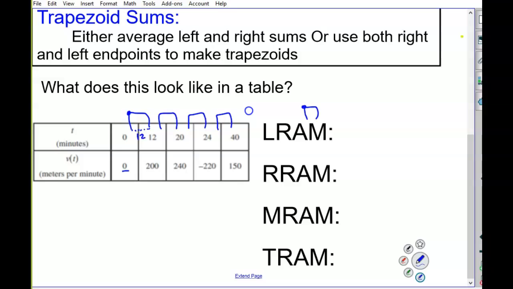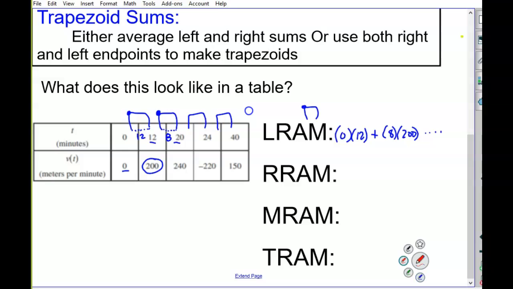So the area of that first rectangle would be 0 times 12 plus the next one would be the width from 12 to 20, so that's 8. And then we're using the left endpoint, which is 200. And so on. I think you guys can get it from there. I'm not going to do all of this.